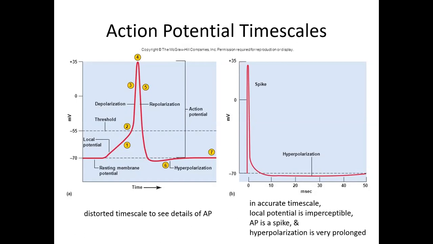Whereas on the picture on the left, it looks like that local potential is longer than the hyperpolarization, and is actually longer than the actual action potential, depolarization, repolarization. Okay, so that's why the one on the left is so distorted, because time-wise, it's really not accurate.